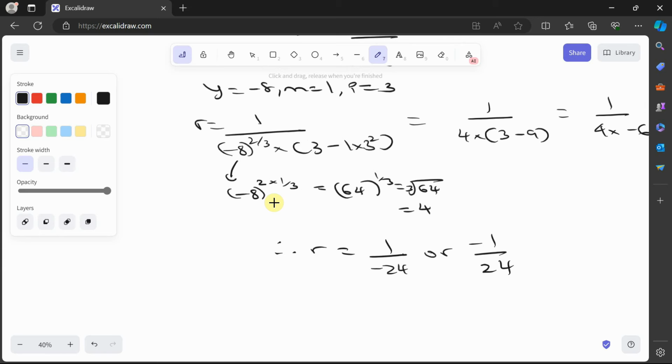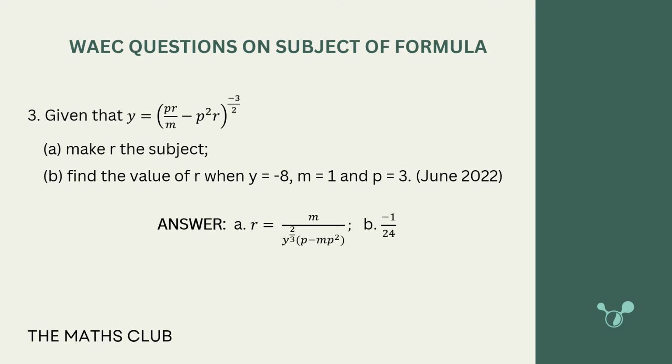Let's see if our answer is correct. Great. So we have r is equal to m over y raised to the power 2/3, p minus mp squared, and then we have our r to be minus 1 over 24. If you got this, well done to you. It's a bit complex, but yeah.